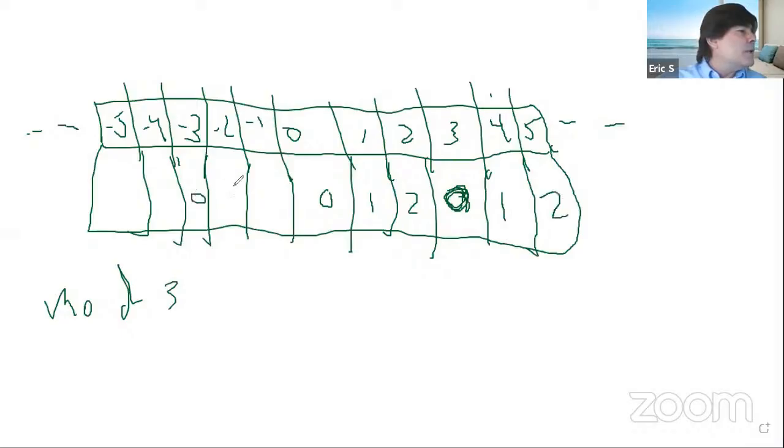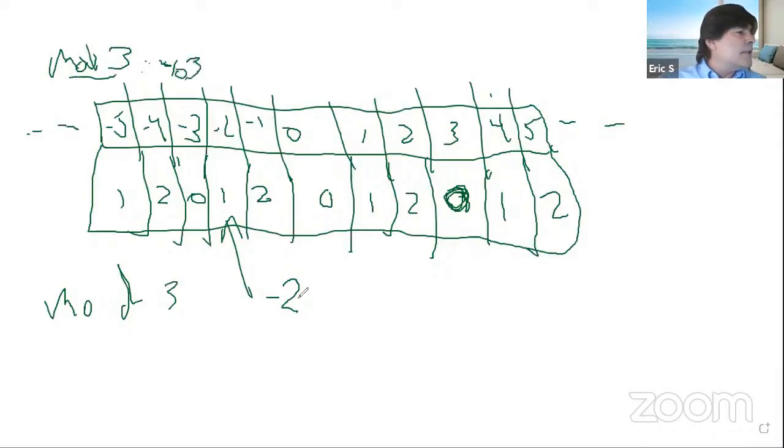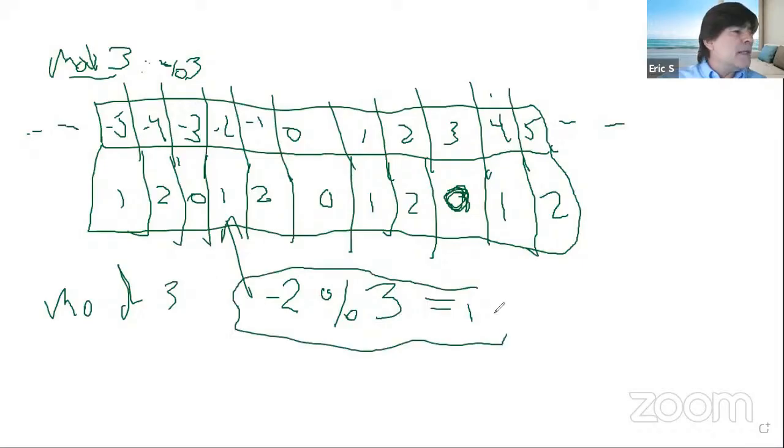But this forms a periodic sequence, and this is how the definition of the modulus works: if I attempt to compute, for instance, -2 mod 3, which in Python would translate into -2 percent 3, that will give you a value of 1. And again, I don't have time to go into all the differences.